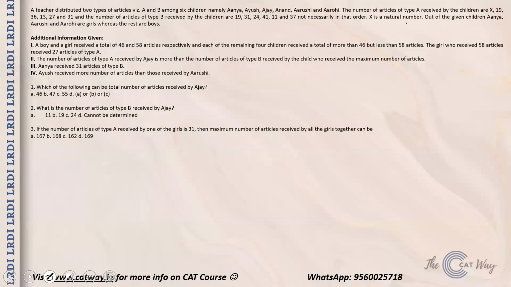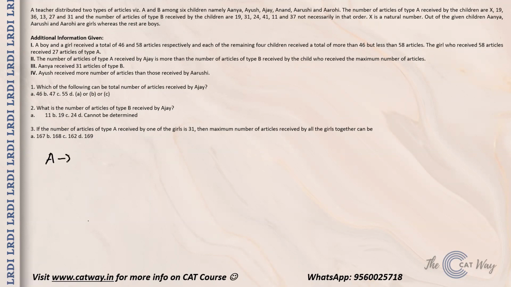So the question that we have today is that a teacher distributed two types of articles, that is A and B, among six children, namely Anya, Ayush, Ajay, Anand, Arushi and Arohi. And the number of articles of type A received by the children are X, 19, 36, 13, 27 and 31.